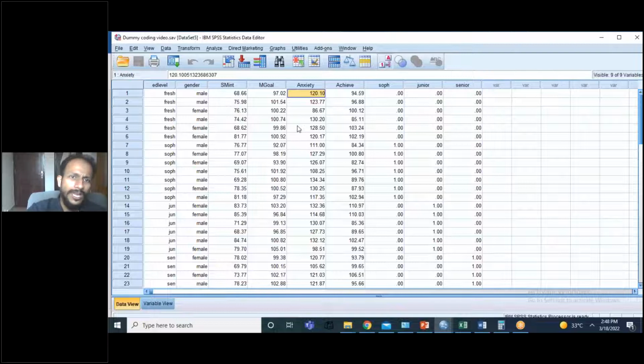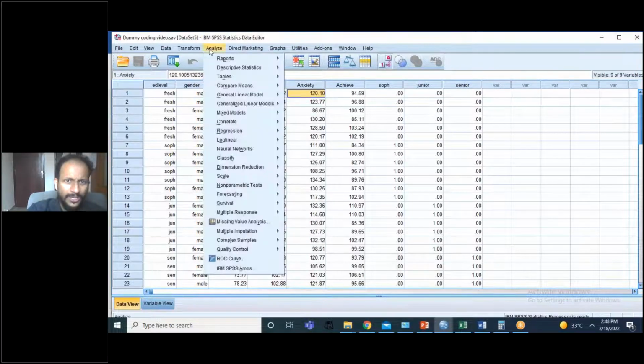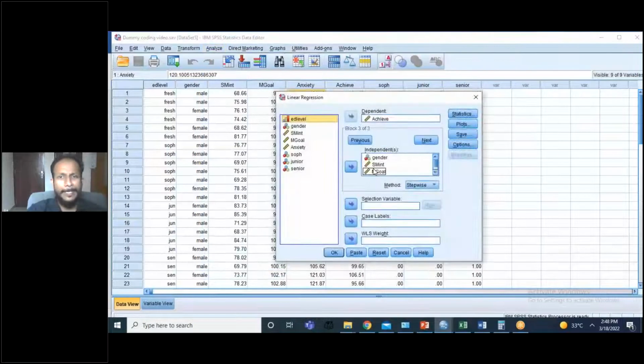For that, you have to go to Analyze, go to Regression, and go to Linear. If you go to Linear, I'll bring all the variables to the left-hand side. Right now, as I have told you, achievement is what I'm considering as the dependent variable. What I'm studying is the impact of gender, subject matter, goal, and anxiety. I'm studying the impact of these things.